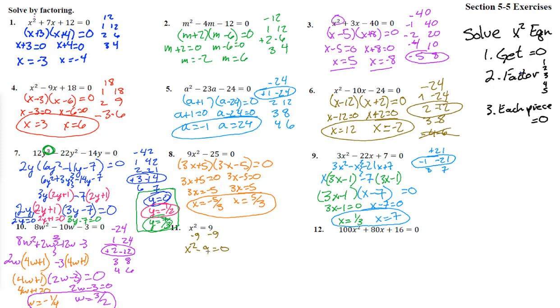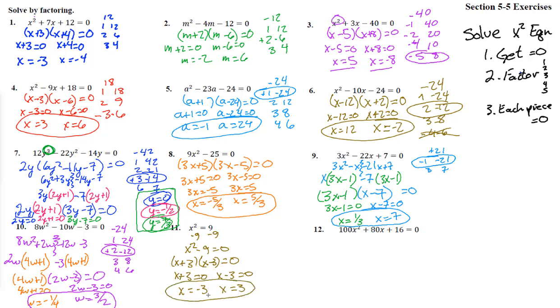We're looking for a special case where it is a difference of something. Difference is subtraction, 9 is a perfect square, x squared is a perfect square. So we actually get x plus 3, x minus 3. That equals 0. So now let each one of these equal 0. X plus 3 equals 0, and that gives us x equals a negative 3. X minus 3 equals 0. X equals a positive 3.